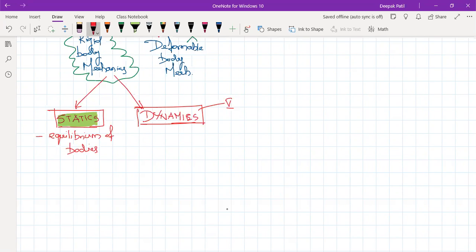So dynamics is the branch wherein you study or which deals with the body which is having accelerated motion. In statics I told the constant velocity, and in dynamics you study the body when it is having some accelerated motion. It means the velocity is not actually constant. So let me just write down that one part here. It deals with the body mechanics with the accelerated motion.